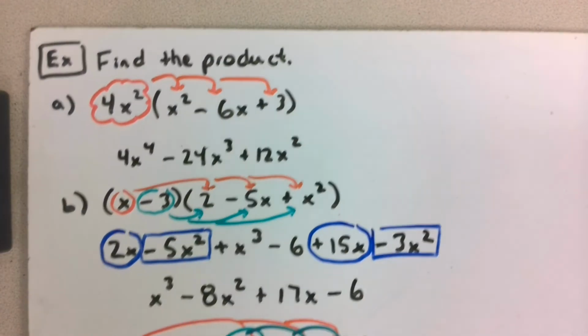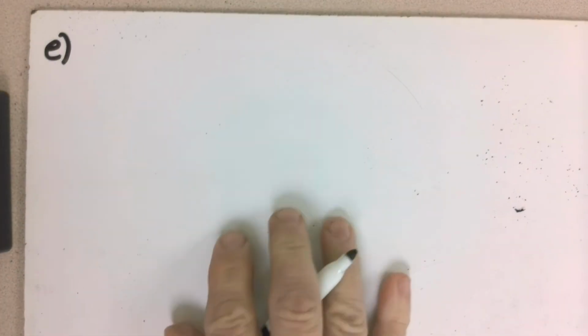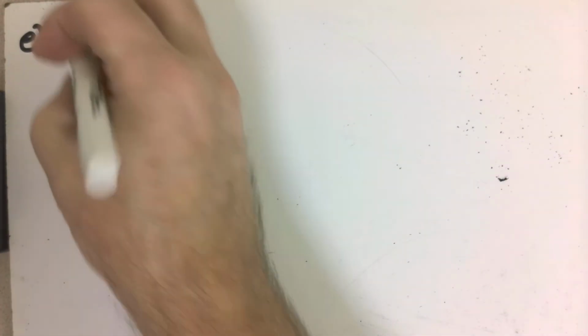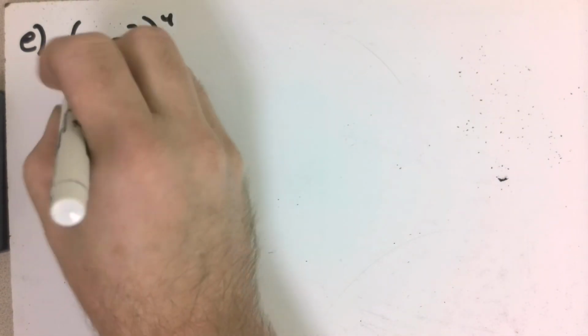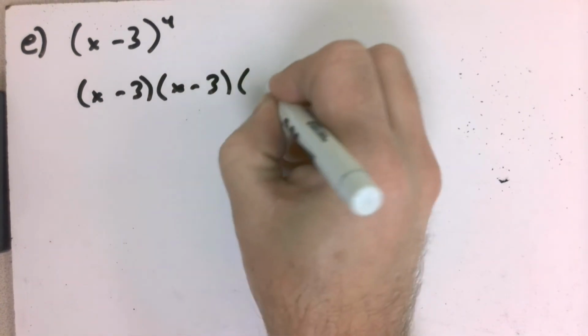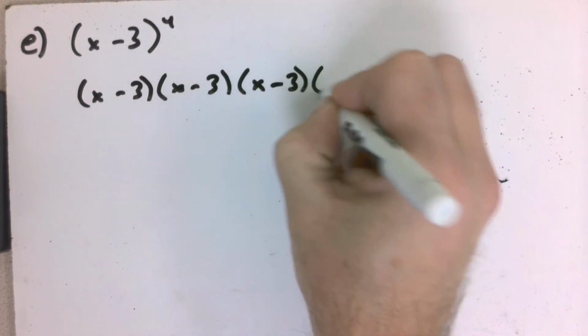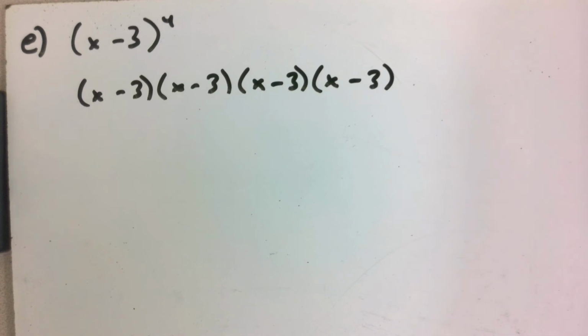Let me do one more of those. Letter E. For letter E, we're going to take a look at an (x − 3) raised to the 4th power. That would be an x − 3 times another x − 3 times another x − 3 times 1 more x − 3.